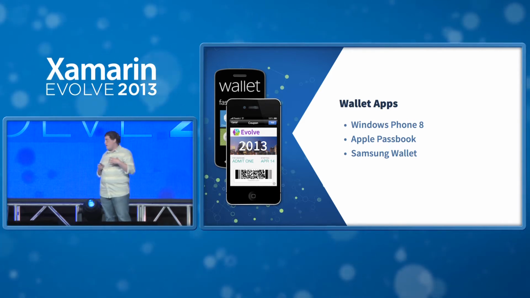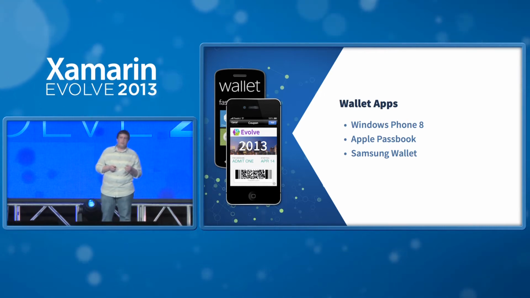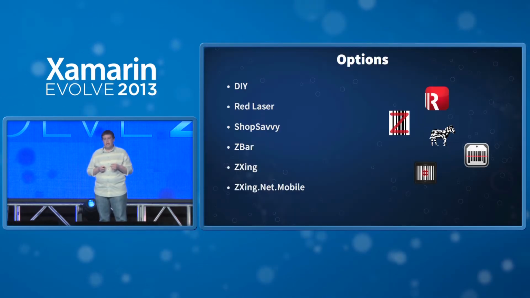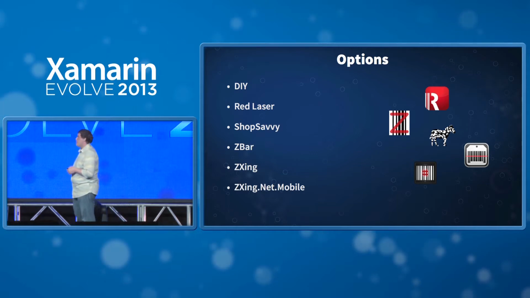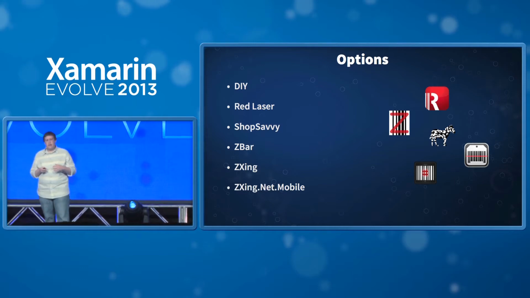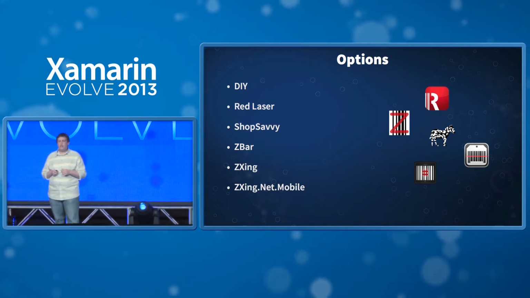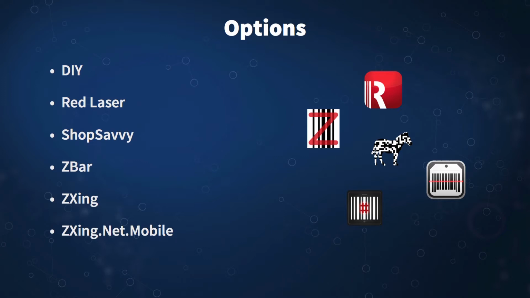Now, for us here who are developers, and specifically those of us who love C#, we're all here because we like Xamarin stuff. How do we scan barcodes? Scanning barcodes is kind of the more interesting thing to do, and maybe the more useful thing to do in a lot of our apps. So there's a bunch of different options. You could do it yourself. Been there, done that. Don't try it. There's something called Red Laser, which is an SDK that's commercially available for you to use in your apps.